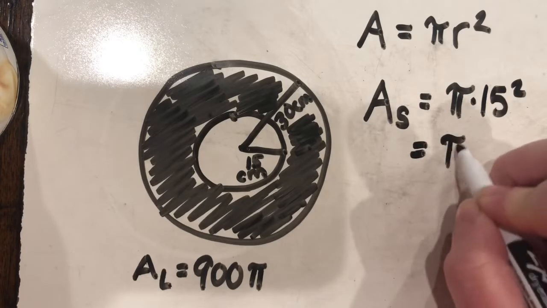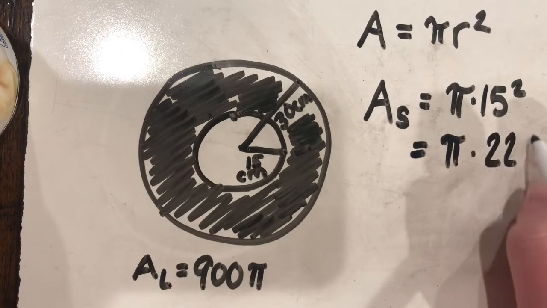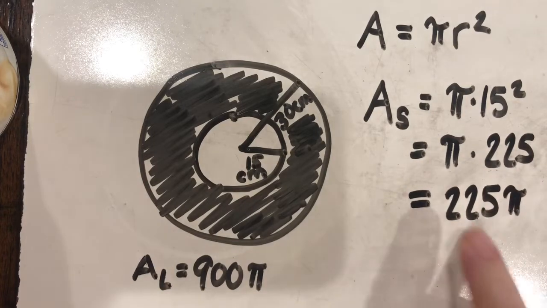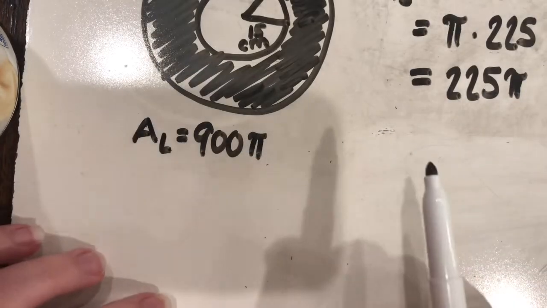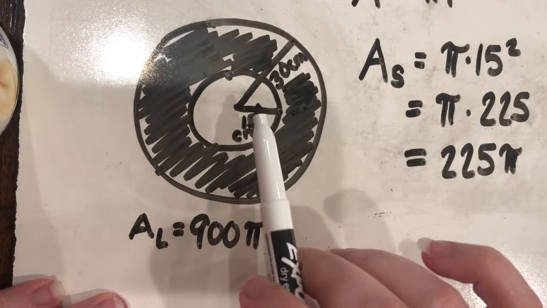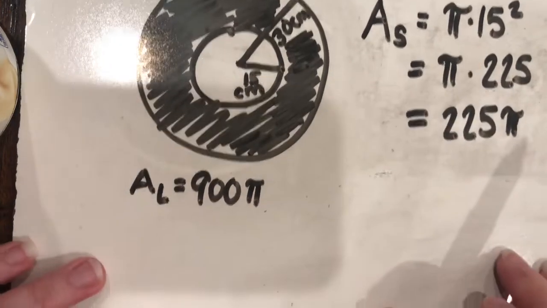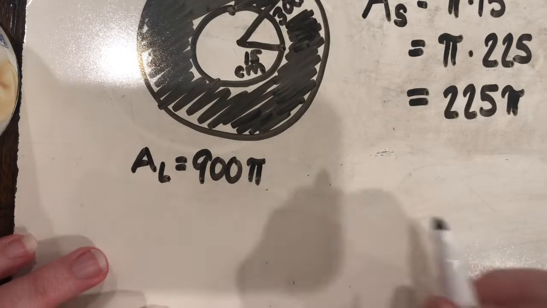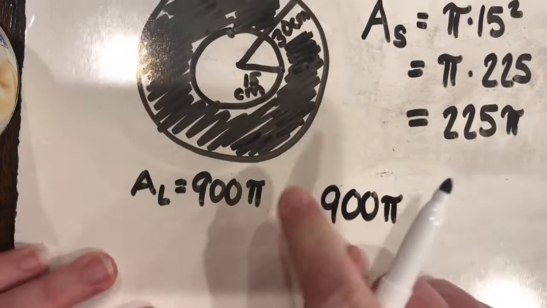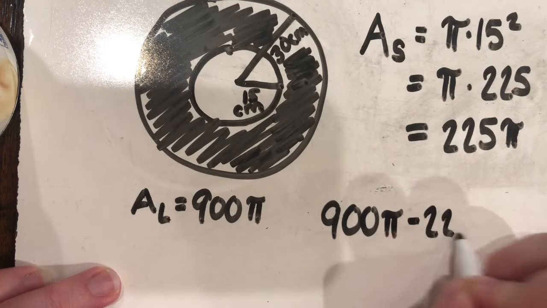Okay. So then we're going to have pi times 15 squared, which is 225. So in other words, for this one, we have 225 pi for the smaller circle. Okay, now like I said at the beginning of the video, we're going to take the area of our larger circle and subtract the area of our smaller circle from it. So we found out that the area of the large circle was 900 pi. So I'm going to go ahead and write 900 pi here. And then we're going to subtract the area of the smaller circle from that. And the smaller circle was 225 pi.